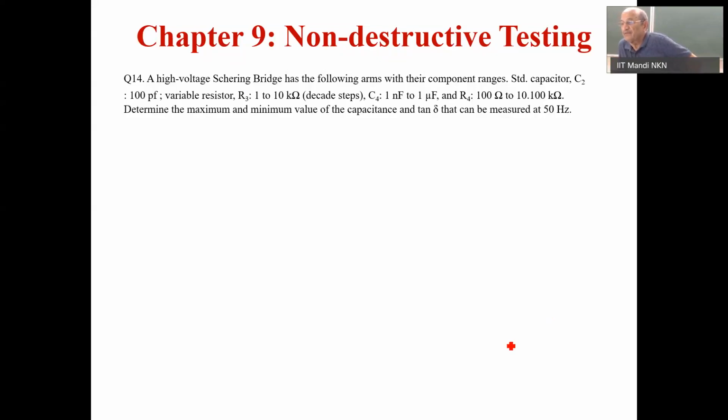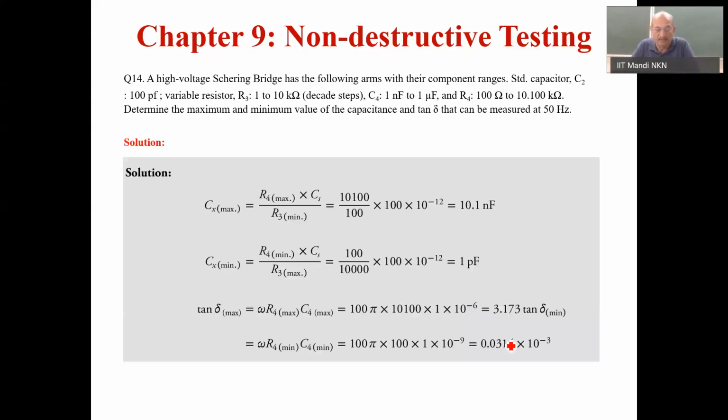Determine the maximum and minimum value of the capacitance and tan delta that can be measured with this bridge. See, it's not a very difficult question. You just have to apply the formula for determining the Cx, and apply the formula for tan delta and put the range, and you will get the values. Here's the solution.